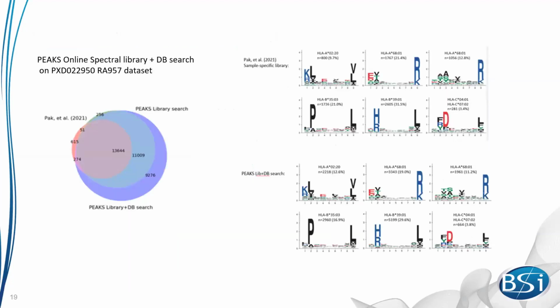After this, we can do library search and database search together and get more peptides. Here, on the left, I show the peptides identified from the data sets. The small one is the reported, the middle one is library search, and the outside one is library search followed by direct database search. I also list the motif deconvolution result compared to the reported.